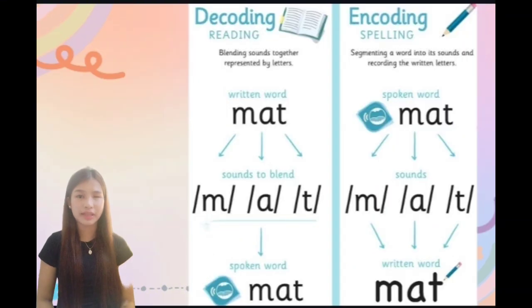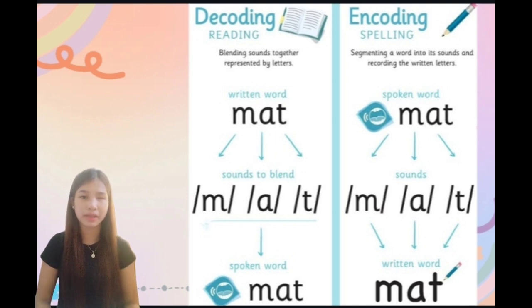Now let's proceed to decoding and encoding. Decoding is what we use for reading. Decoding is blending sounds together represented by letters. We have here an example. The example word is mat. The written word is mat, and the sounds to blend are m, a, t. And the spoken word is mat.